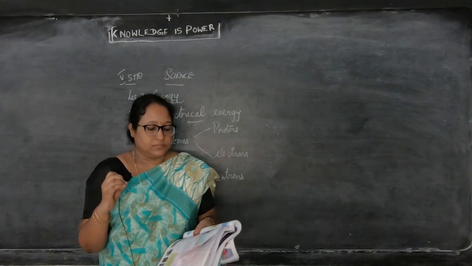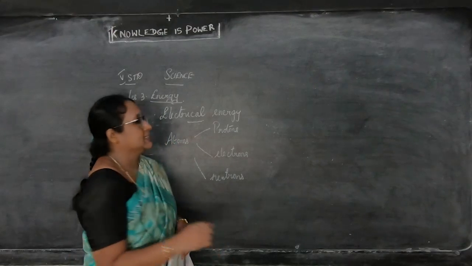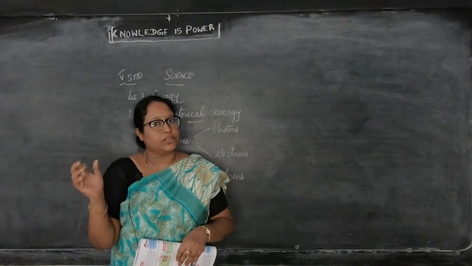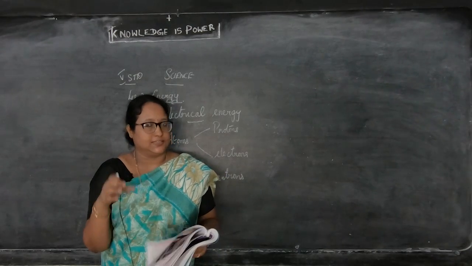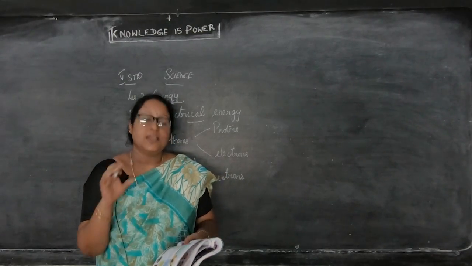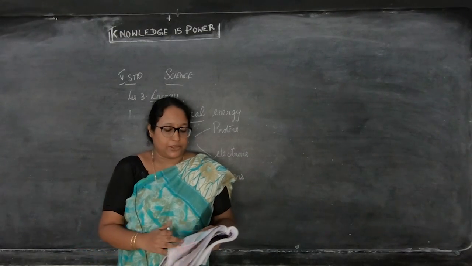The movement of an electron in the object causes an energy, and this energy is called electrical energy. Now in our daily life, அதாவது நம்ம daily lifeல என்ன பண்றோம், we use batteries.